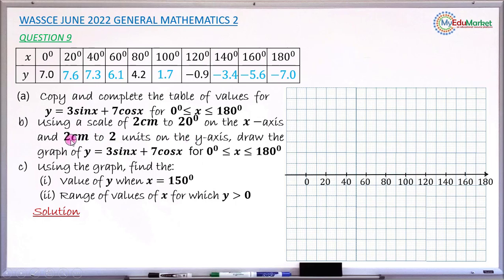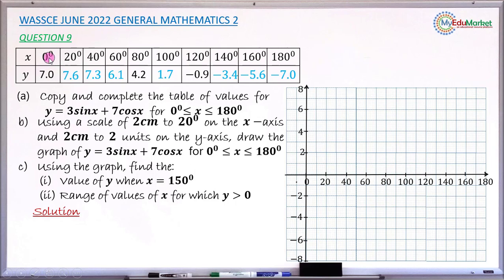The y-axis says 2 centimeters to 2 units. On the vertical axis, 2 boxes also make 2 units. So I'm going to have my y-axis crossing the x-axis at 0. On the positive part, 2 boxes give 2, another 2 boxes give 4, another 2 boxes give 6. After this, it is the same for the negative part. So I have drawn my two axes. What remains is to plot this set of points on this graph.